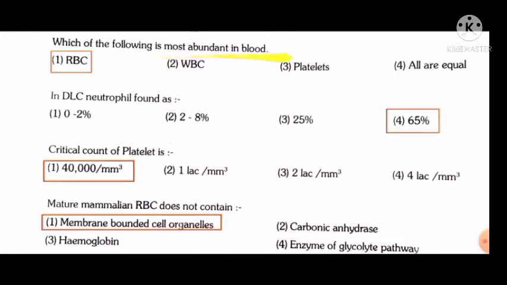Which of the following is the most abundant in the blood? RBCs, which carry oxygen with hemoglobin, are the most abundant in the blood. Neutrophil count is 65 percent of all leukocytes. Critical count of platelets is 14,000 per cubic mm. Mature mammalian RBCs do not contain membrane-bound cell organelles.